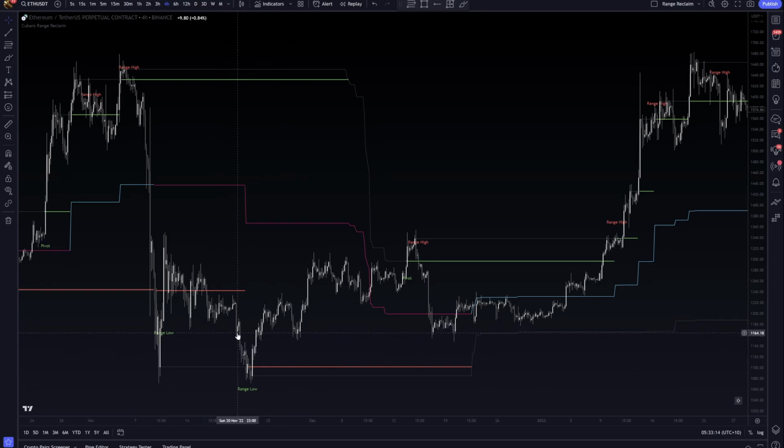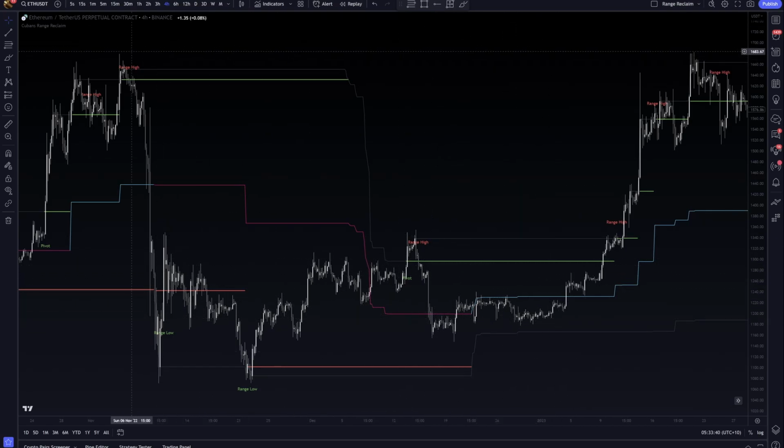So when price exceeds the range low or the range high and then reclaims back in, we consider this point a deviation. So as you can see here, this was a deviation through the low, and we also have this deviation through the highs here before price came back into this range.